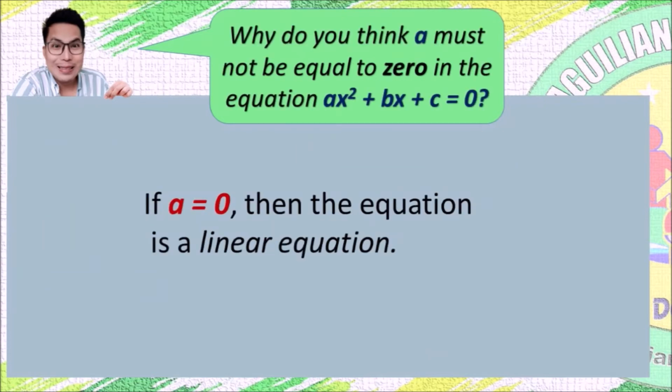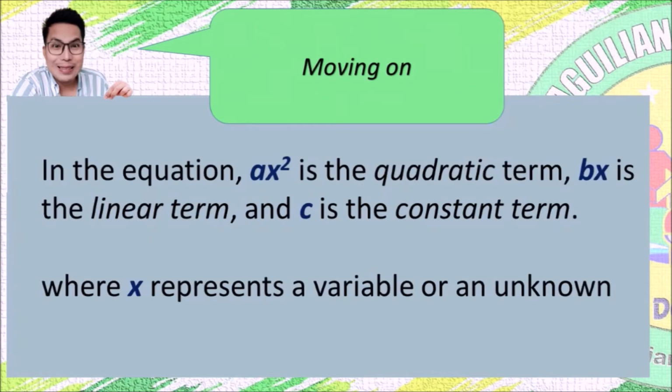Why do you think a must not be equal to 0 in the equation ax squared plus bx plus c is equal to 0? If a equals 0, then the equation is a linear equation. Moving on. In the equation, ax squared is the quadratic term, bx is the linear term, and c is the constant term, where x represents a variable or an unknown.